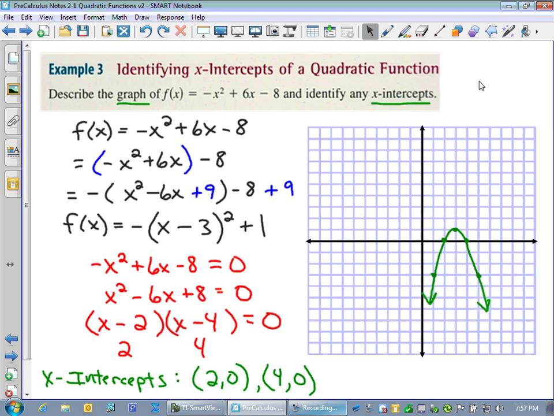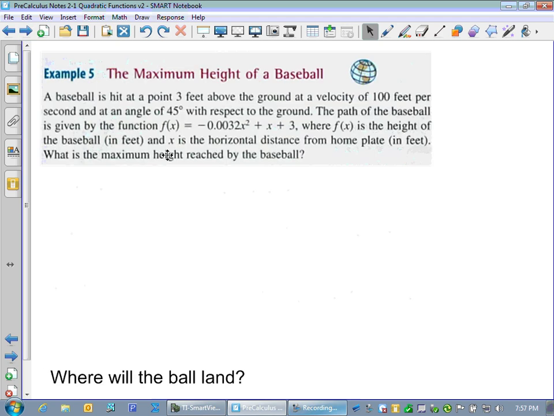Okay, let's look at an applied problem. We're going to look at a word problem. And here we have finding the maximum height of a baseball. Of course, a baseball's hit 3 feet above the ground, velocity is 100 feet per second, angle is 45 degrees with respect to the ground.